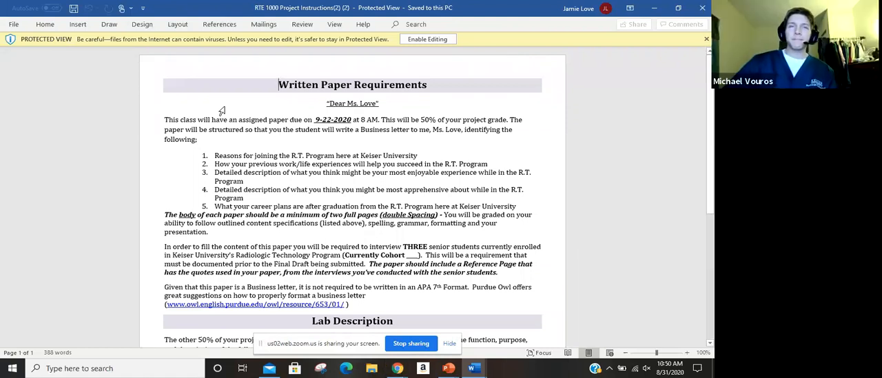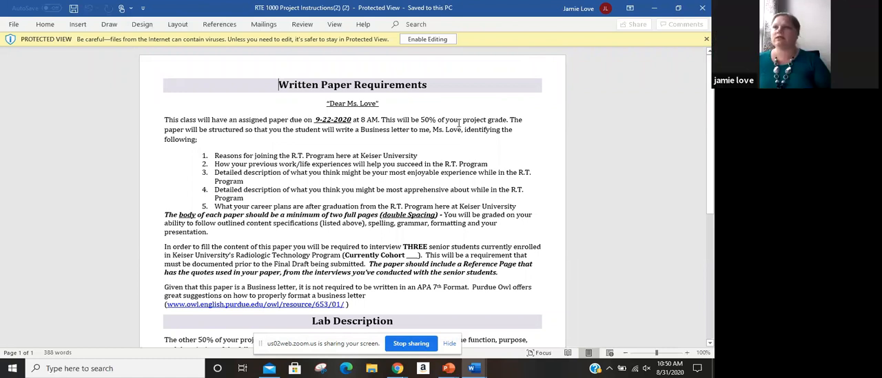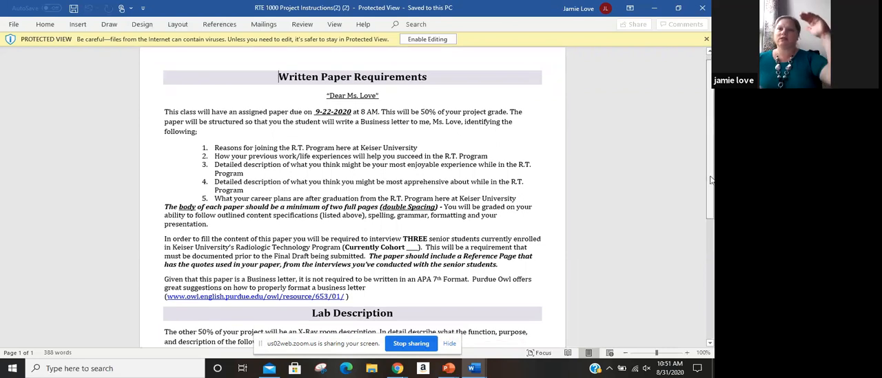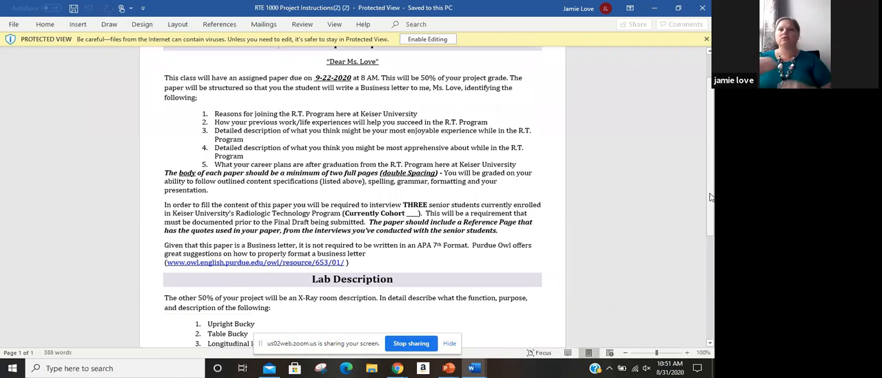So here are your requirements for that paper. You want to download this. This is 50% of your grade for your project. The other 50% is doing the lab comp. You're going to go in the lab, and I will give you a sheet that is what we're going to count and look at for you to be able to do.